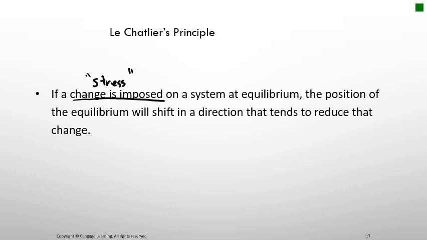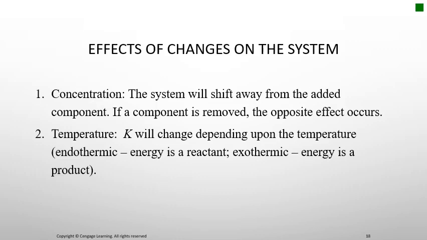So everything here, we're changing the components of the system, so they want to change back so that they will once again have the same ratio. We have three factors that are going to affect the changes on the system. The first one is a change in concentration, and with concentration, the system always shifts away from where you have added a component. If a component is removed, the reaction will shift towards the side that it was removed from.